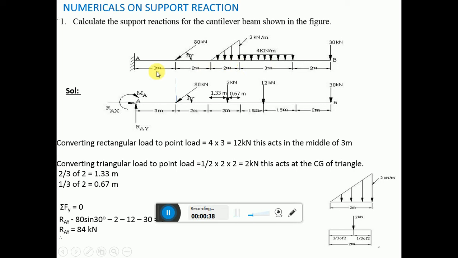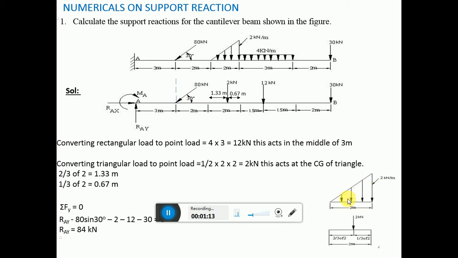You may see two loads here other than the point loads 80 and 30. There is a triangular uniformly varying load and a uniformly distributed load acting here. First you need to find out the point load for this as well as this one. The uniformly varying load acts from 0 kilonewton per meter to 2 kilonewton per meter, over a distance of 2 meter.